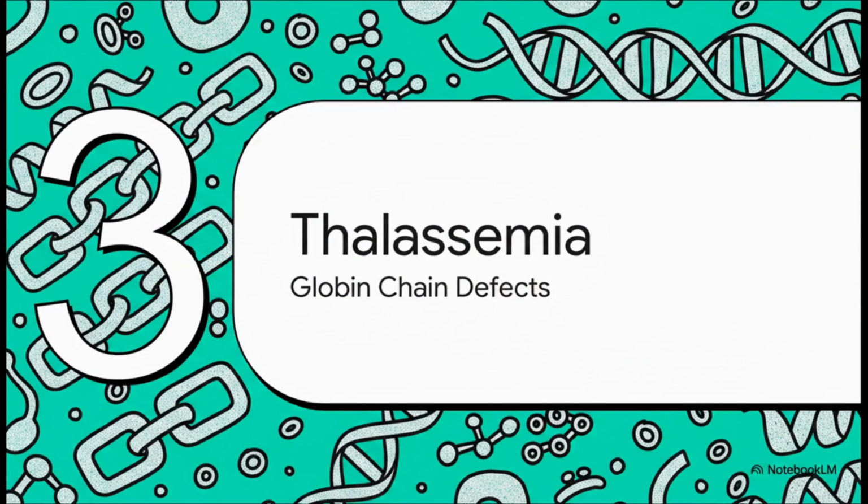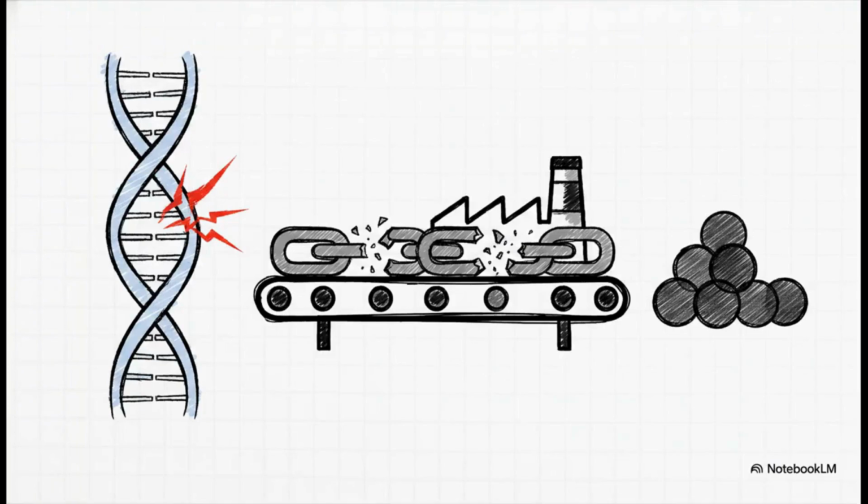Now, let's take a look at thalassemia. Remember, hemoglobin isn't just heme. It also requires globin protein chains. Thalassemia is a group of inherited genetic disorders where specific mutations impair the production of either the alpha or beta globin chains.